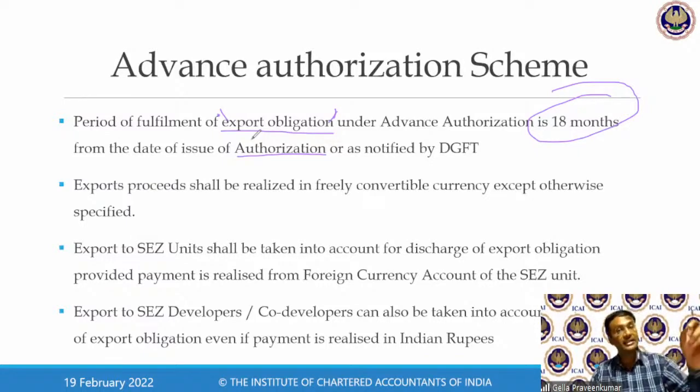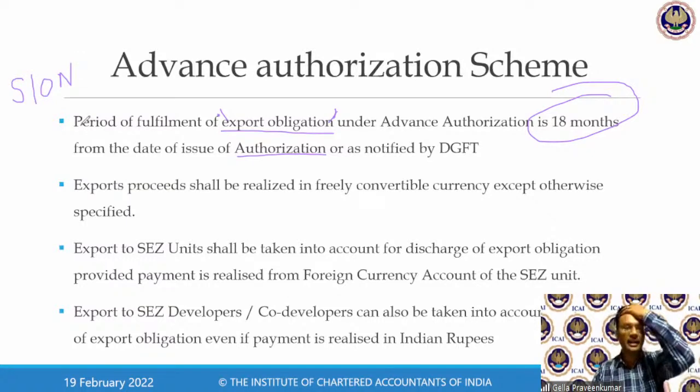Now, this is to the satisfaction of the concerned ACDC. Here I was referring to something called SION. For this particular advance authorization, what happens? Sir, I have explained the nature of the process.